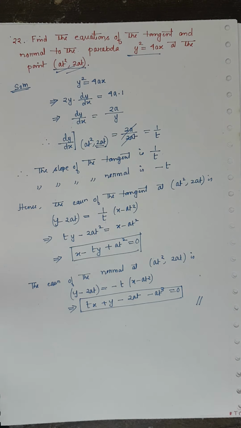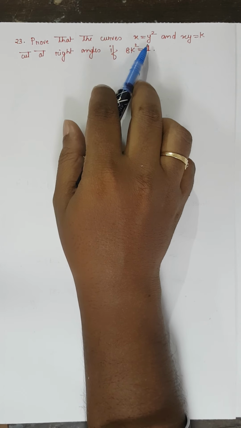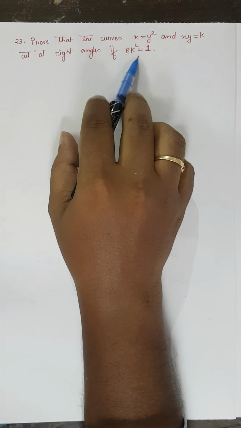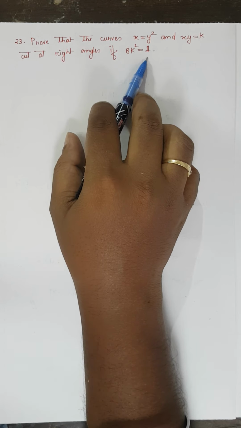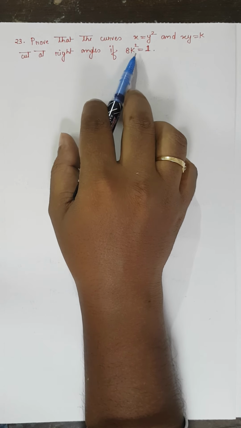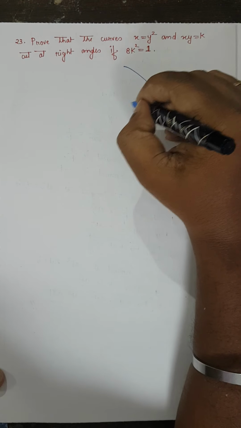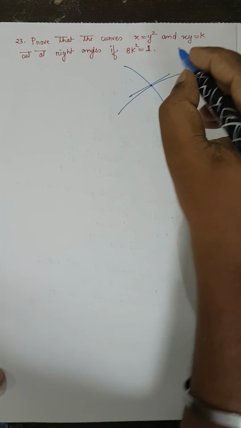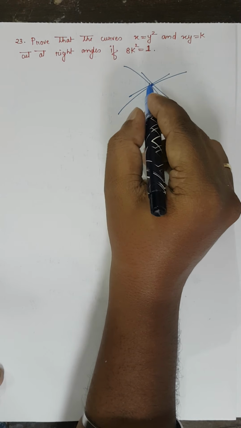Question number 23. Prove that the curves x equal to y square and xy is equal to k cut at right angles if 8k square equal to 1. That is, you have to prove that if the curves are orthogonal, then the value of k square is equal to 1 by 8. We know that when two curves are orthogonal, then the tangents drawn at their point of intersection are mutually perpendicular. So at first we'll find the point of intersection.